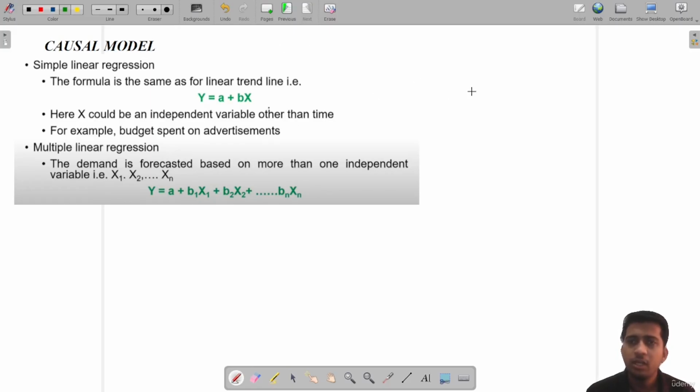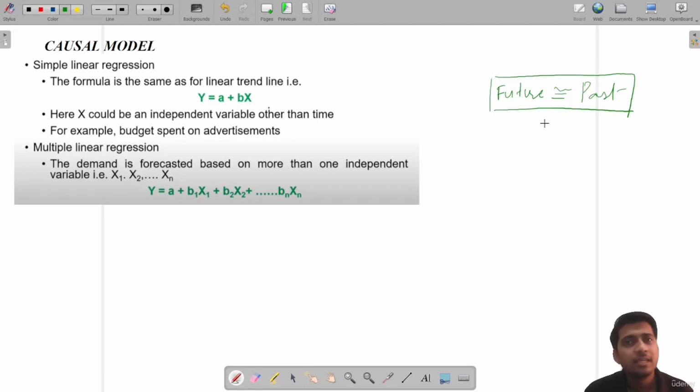One assumption is that your future would be similar to your past. And with this assumption, you forecast in any time series model. That's why the only variable or only factor that is considered in any time series model is the historical sales. That's what a time series model is.